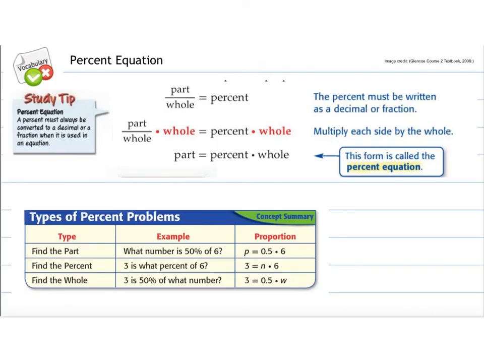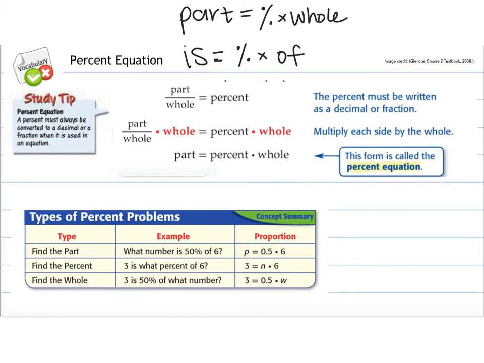Okay, the percent equation is another way to solve for the missing parts of our problem. There's a couple ways that we can look at this. One of them is part equals percent times whole. And the other way, with the other words we know, is equals percent times of.